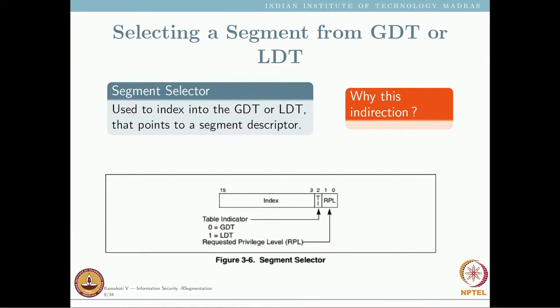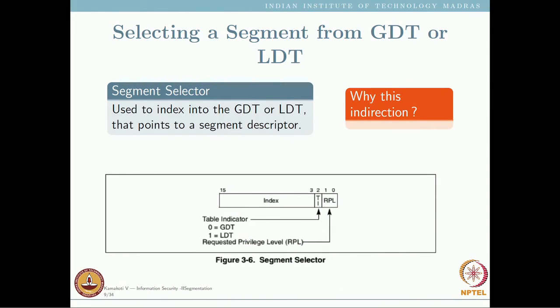And then we also discussed yesterday that when a process is trying to access a segment, it has to load the corresponding segment register. Whether the offset in the segment register is pointing to the GDT or LDT: there are 3 bits that are wasted. Instead of putting zeros, we use them for some constructive purpose, and the second bit, if it is 0, then it is pointing to a GDT, and if it is 1, it is pointing to an LDT. So this also we saw yesterday.